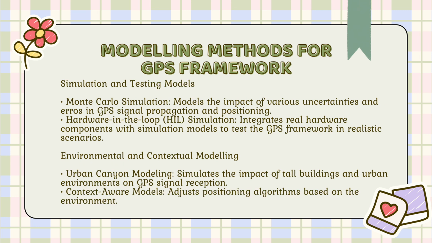Next, for the modeling methods for GPS framework, is simulation and testing models. First is Monte Carlo simulation, which models the impact of various uncertainties and errors in GPS signal propagation and positioning. Then hardware-in-the-loop, HIL, simulation integrates real hardware components with simulation models to test the GPS framework in realistic scenarios. Last is environmental and contextual modeling. Urban canyon modeling simulates the impact of tall buildings and urban environments on GPS signal reception. Then context-aware models adjust positioning algorithms based on the environment.